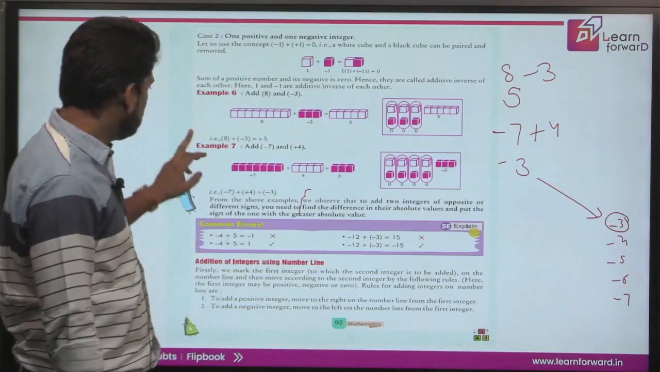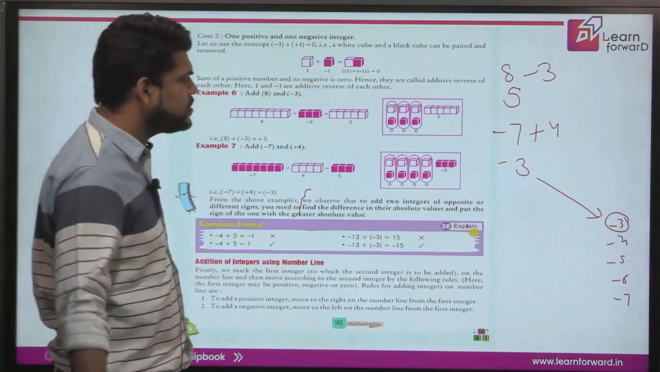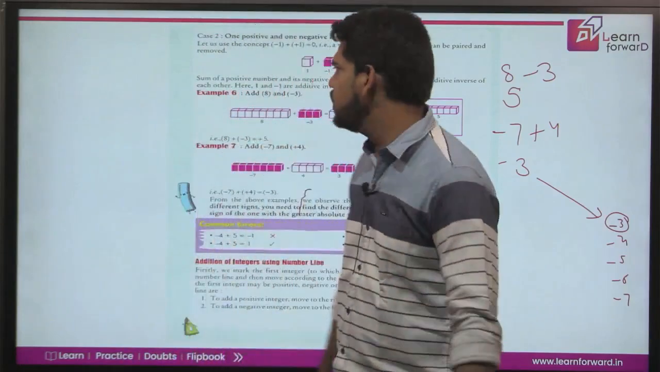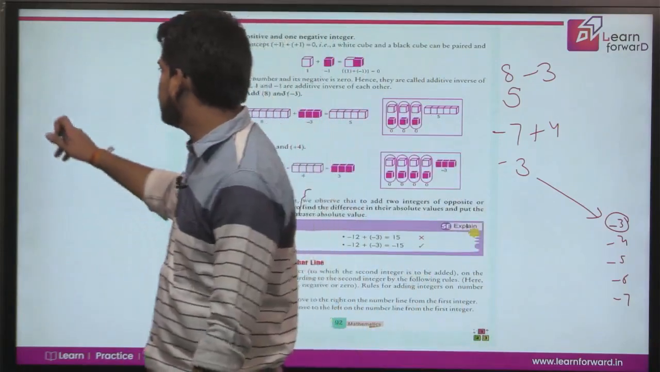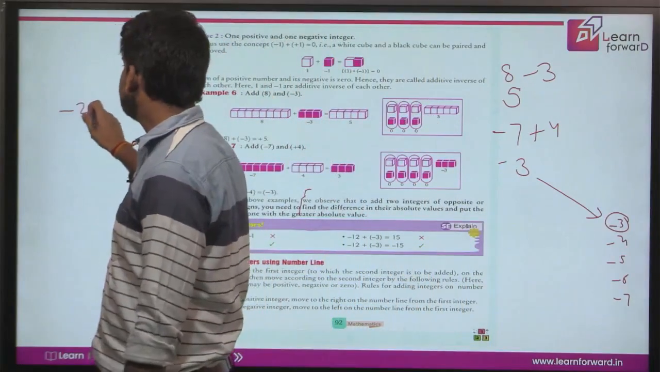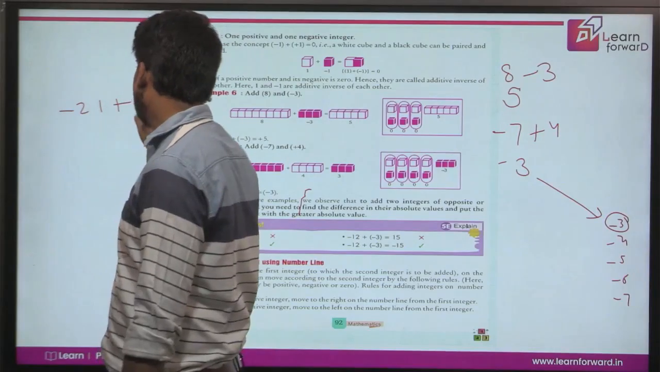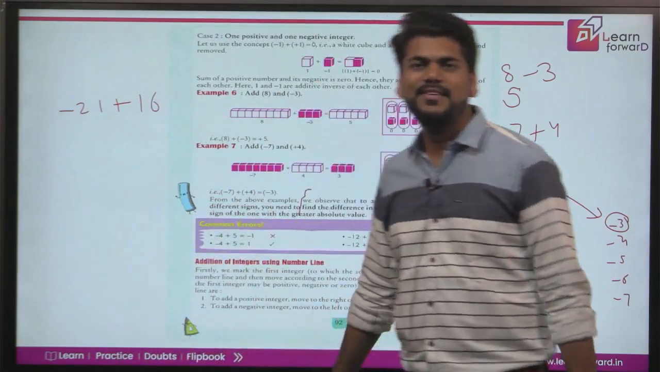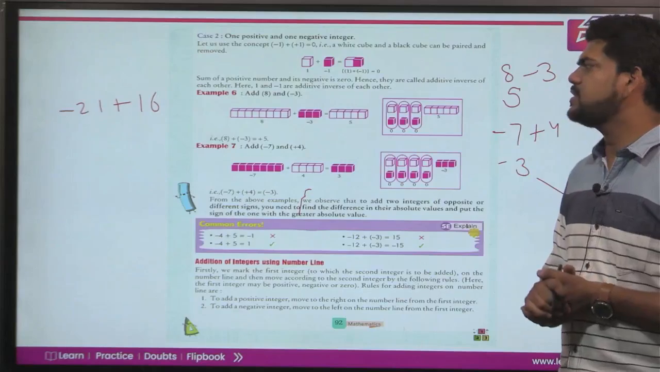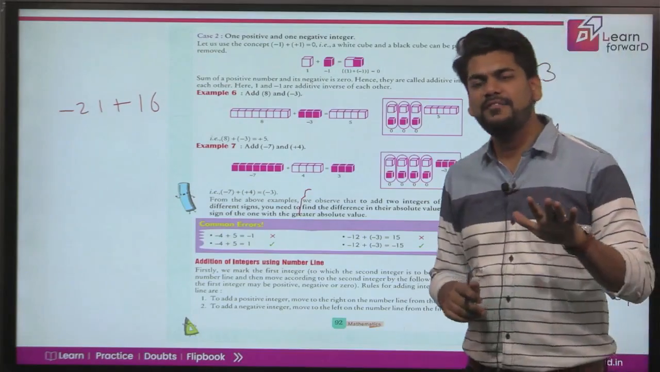I guess you are able to do these questions. Let us do one extra question for your practice. Let us see how many of you understood the concept. Minus 21 plus 16. Find out the answer. Minus 21 plus 16. I'm counting till 5.